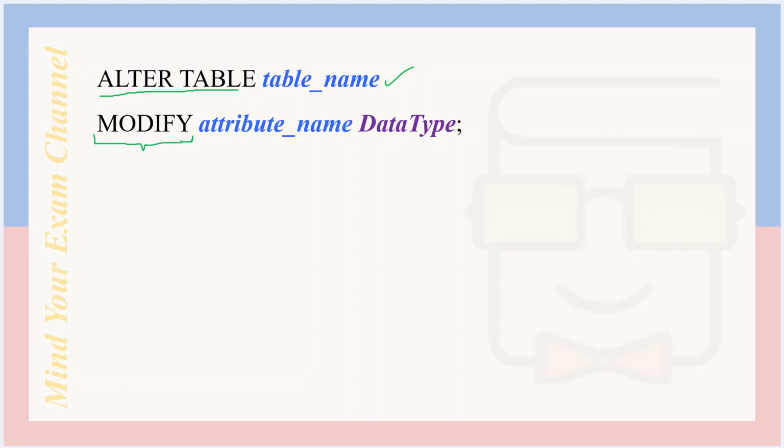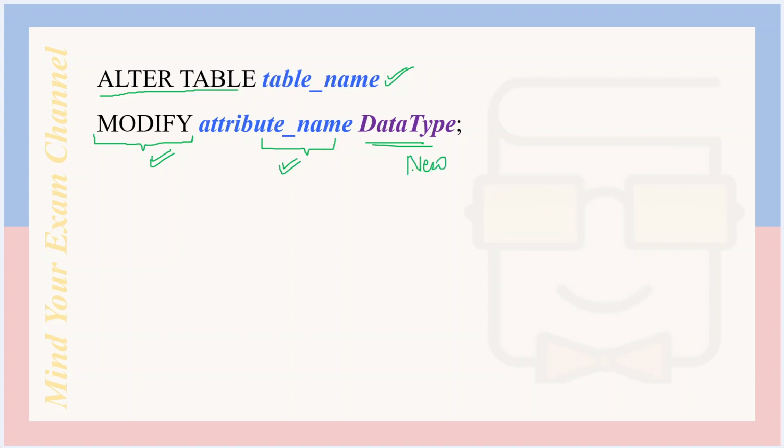This command is similar to adding the new attribute that we saw in the previous video. Instead of add, here we write the keyword modify, because we are not adding the attribute now, we are changing or modifying the existing attribute. So after the modify keyword, you write the name of the existing attribute whose data type you want to change, followed by the new data type. In this command, you nowhere have to specify the old or the existing data type. You just have to specify the existing table name, the existing name of the attribute, and the new data type of that attribute.